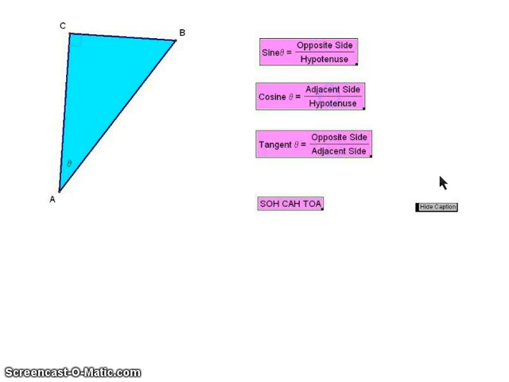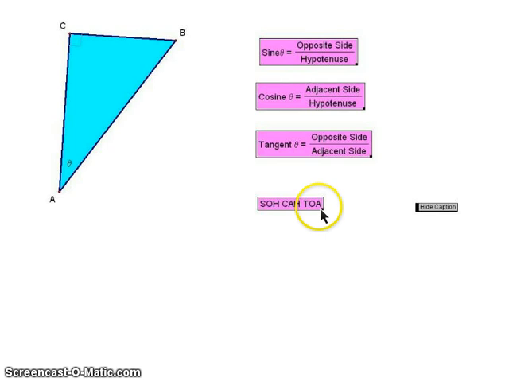Sohcahtoa, S-O-H. The S stands for sine. The O is the opposite side. The H is the hypotenuse. So the sine equals the opposite over the hypotenuse. Cah, the cosine equals the adjacent over the hypotenuse. And toa, the tangent equals the opposite side divided by the adjacent side. So it's a nice way to remember all three ratios.